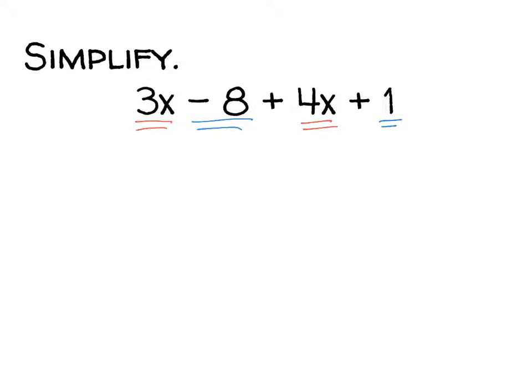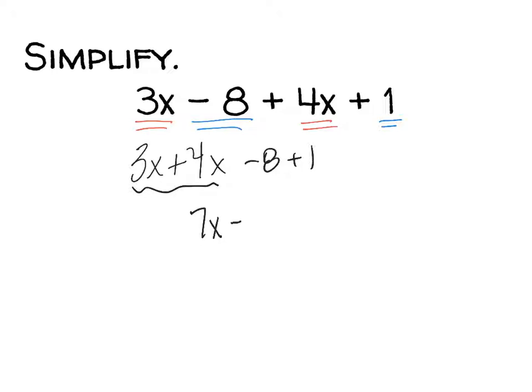Okay, so if I want to combine the x's, I have 3x and 4x. Those are going to go together. If I look at my constants, I have underlined in blue, I have a -8 and a +1. So 3x plus 4x, that's 7x. A -8 plus 1 is a -7. So this is all of those terms simplified.